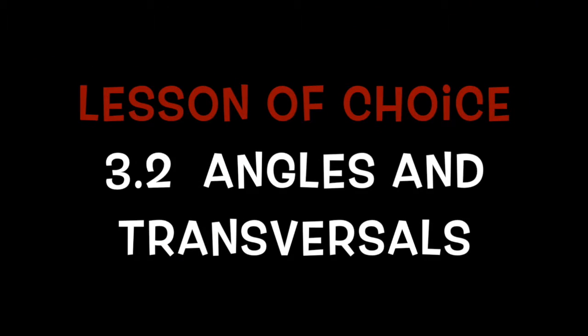Finally, what we see as the most important, our lesson of choice, is lesson 3.2, angles and transversals, since it is the main focus of chapter 3. A line that intersects two or more coplanar lines at two different points is called a transversal. When this happens, special angle pairs are formed.